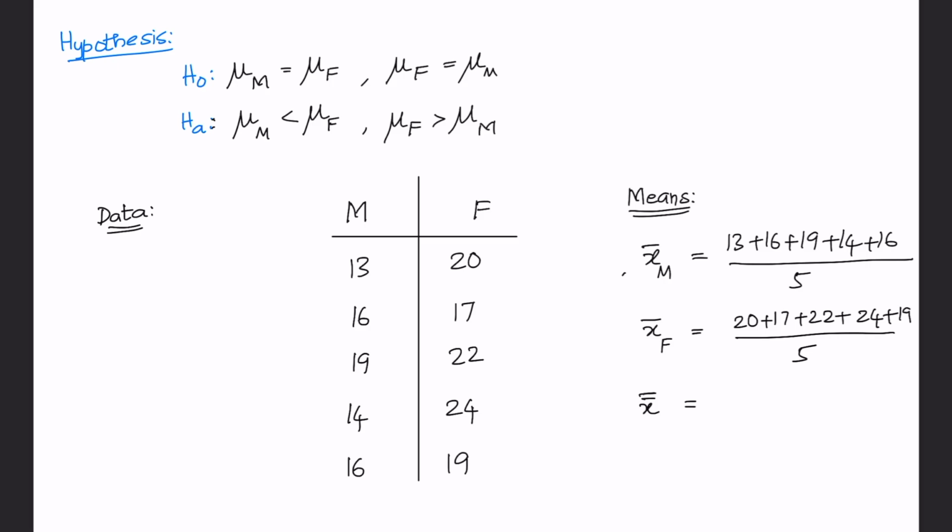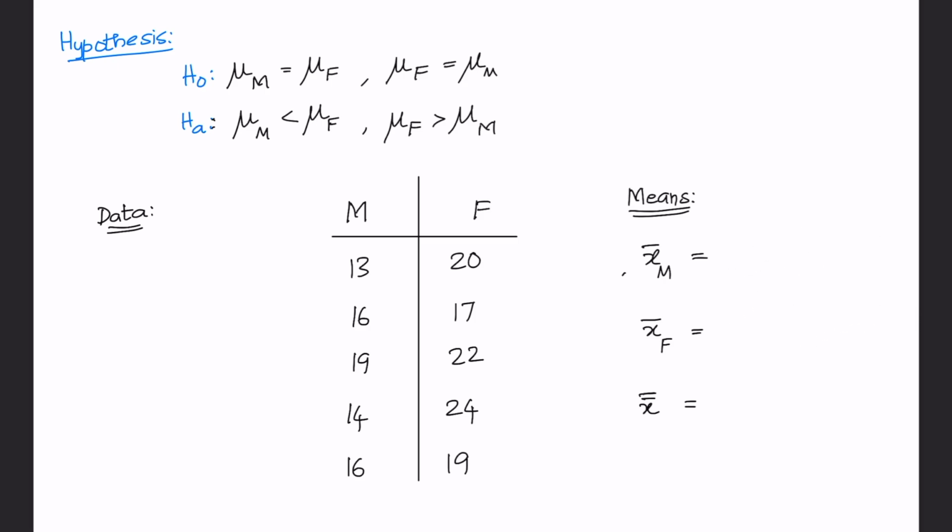Now let's calculate these values. I'm not going to calculate them using a calculator. I have the values right here, so let me write them down. X bar M is 15.6, X bar F is 20.4, and X double bar is 18. Now we have the data, which is the means.